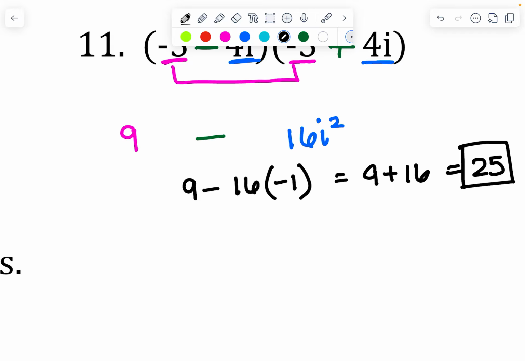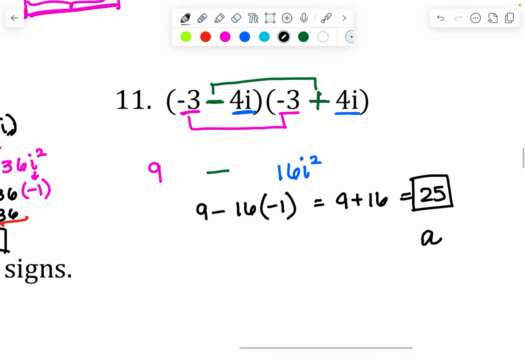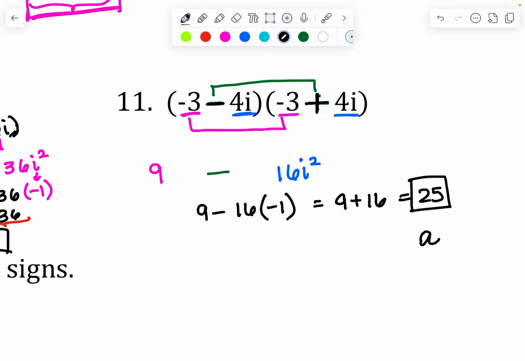So in this case, you only have a real answer, a real number. There is no imaginary to it. Now, folks, this shortcut method only works because one is a subtraction, the other is addition. You can have same, same, but your signs must be opposite to do the shortcut method.